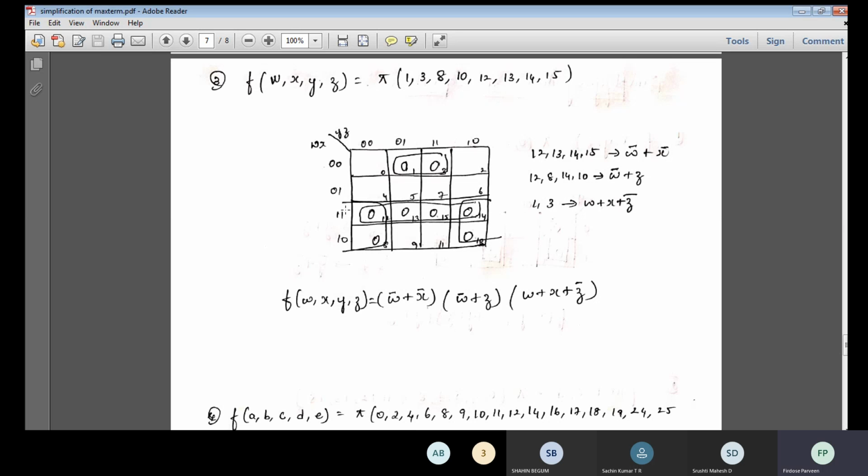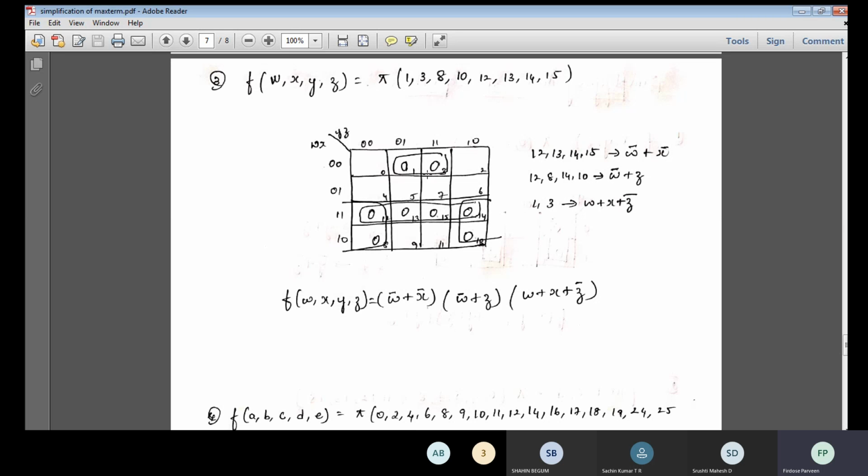Next, I'll be grouping 12, 8, 14 and 10. When I group this one, what will I be getting? W bar I'll be getting here. And here what will I be getting? It is Z. Okay. W bar plus Z I'll be writing.